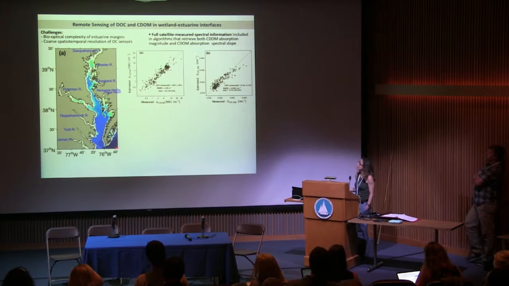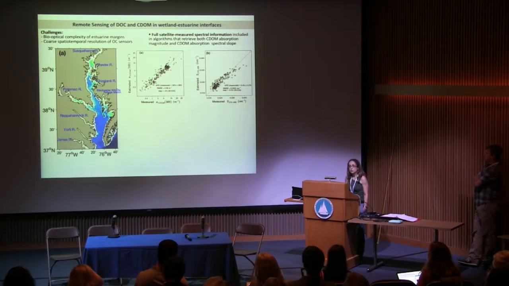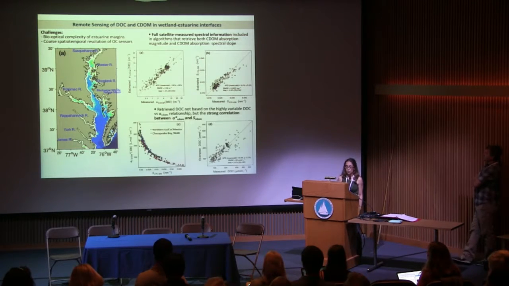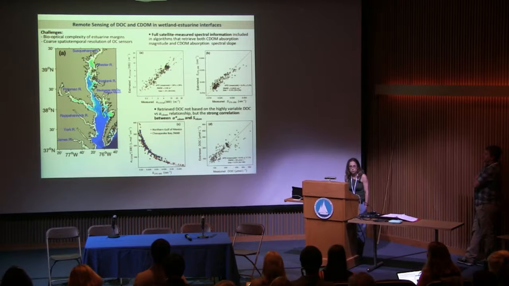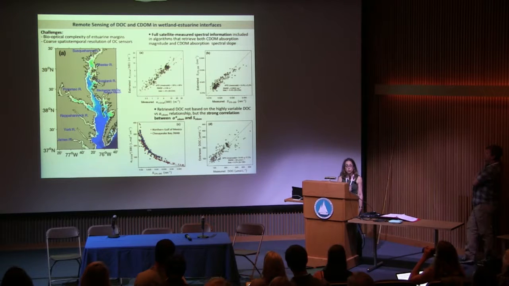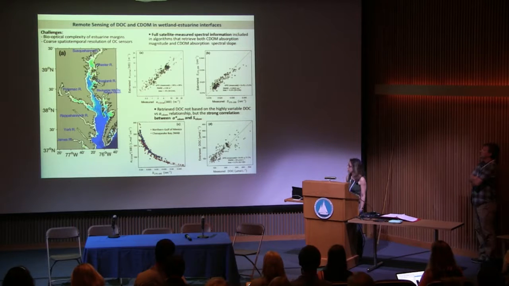in 3 ways. First, we use the full satellite spectral information to retrieve not just CDOM absorption magnitude, but also the CDOM absorption spectral slope from satellite observations. And then we retrieve DOC not based on the highly variable, spatially, regionally, seasonally dependent relationship between DOC and CDOM absorption at one wavelength, but based on the strong correlation between the DOC-specific CDOM absorption and the absorption spectral slope, 2 parameters that depend only on the quality of DOM. So you can get a very tight relationship between these 2 quantities.